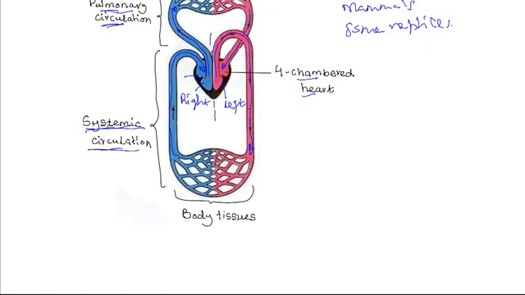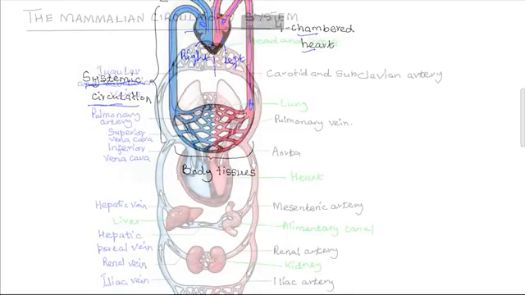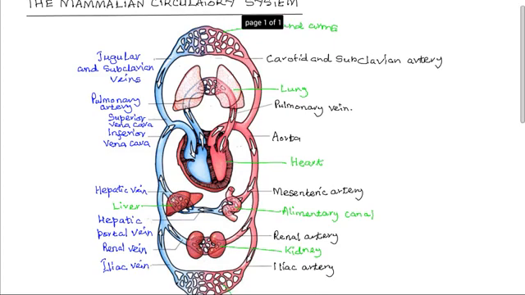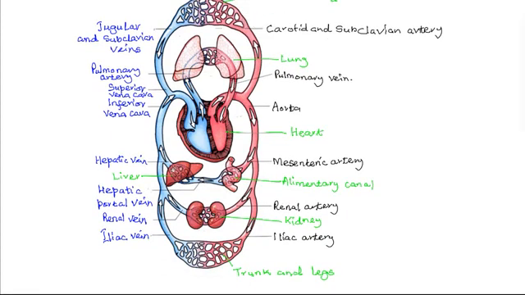In this lesson, we look at the mammalian circulatory system as a representation of the double circulation of vertebrates. Now, in this diagram here, you can see the entire circulatory system of the mammal, consisting of a heart that is connected to various blood vessels that convey the blood to the various parts of the body.